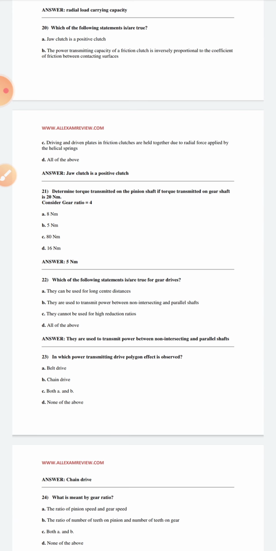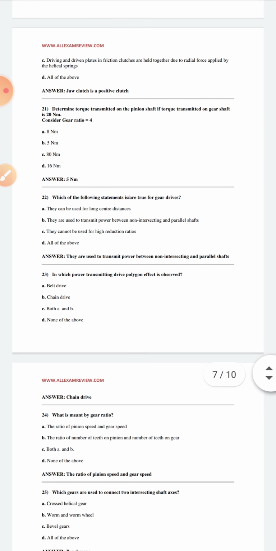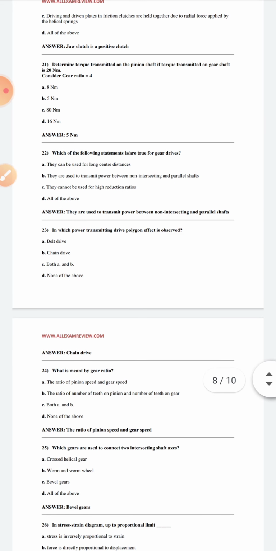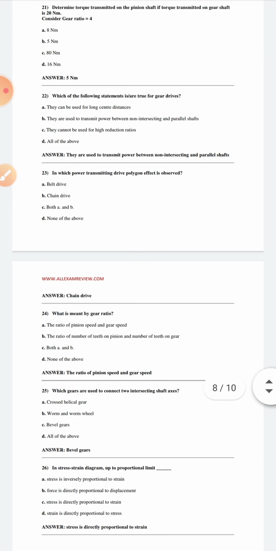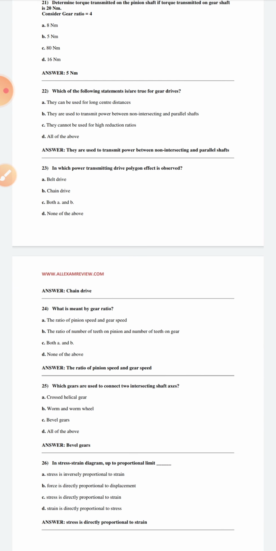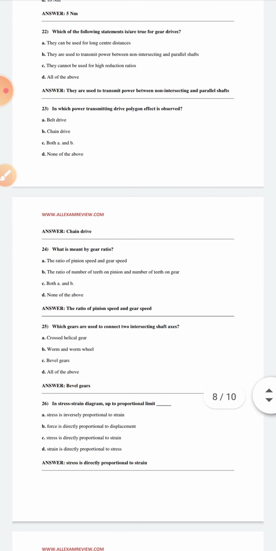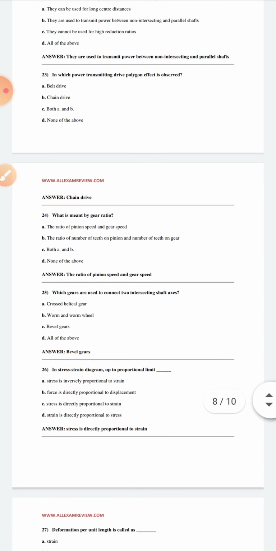In which power transmitting drive is polygon effect observed? Chain drive. What is meant by the gear ratio? The ratio of pinion speed and gear speed. Which gear is used to connect two intersecting shaft axes? Bevel gear. In a stress strain diagram, up to the proportional limit, stress is directly proportional to strain.